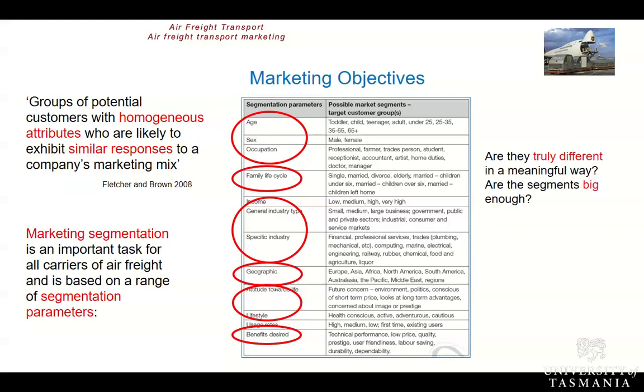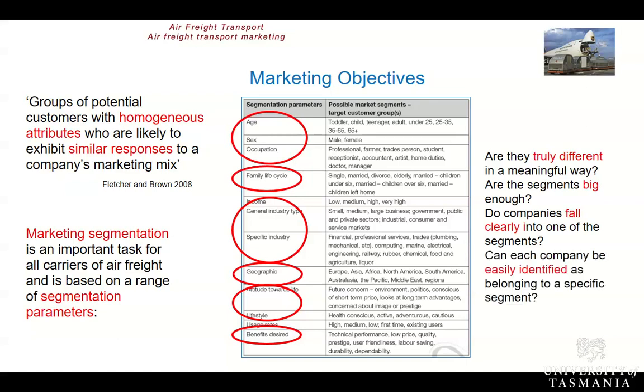Are the segments big enough? So you've isolated some segments. Are they big enough to actually return a profit to you as a business? In the parameter that you used, do companies fall into that parameter clearly? So does it allow you to communicate with a group of customers? And are they easily identified? If they're not easy to identify, then that's going to make your task a lot harder. So that's just the reality check once you've done the segmentation and made a determination in that regard.